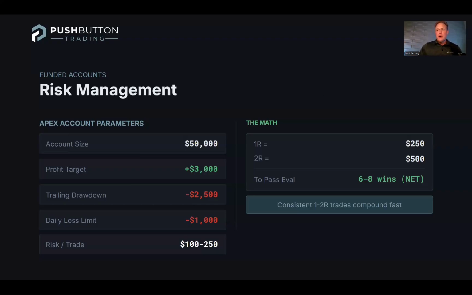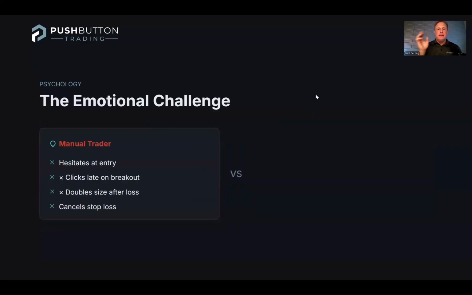Okay. So in this case, let's talk a little bit about the psychology or the emotions behind doing this trading manually. Now you can absolutely do this. We've talked about it so far manually. Obviously, if you've never done a trade like this before, hesitating at the entry is a challenge. Or if you got your order in late, and it's starting to move higher and price is already up here and you should have got in down here, right? Or you want to double your size after a loss. These are all very common things that we see happen a lot with manual trading, or canceling your stop loss. That's one of my favorites.